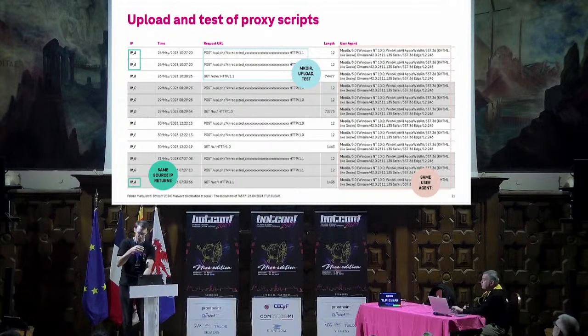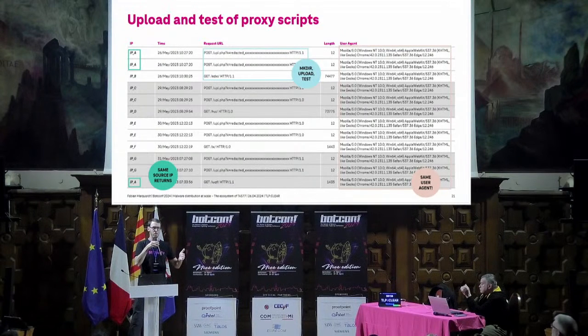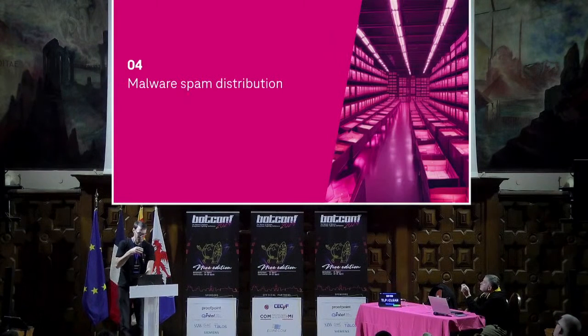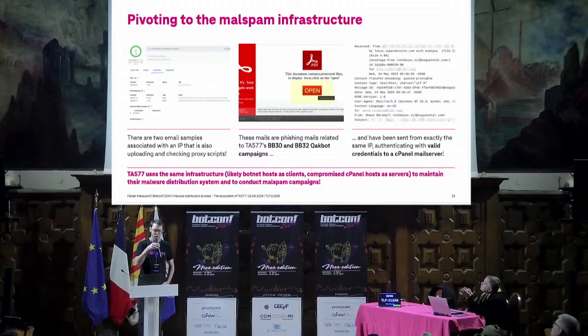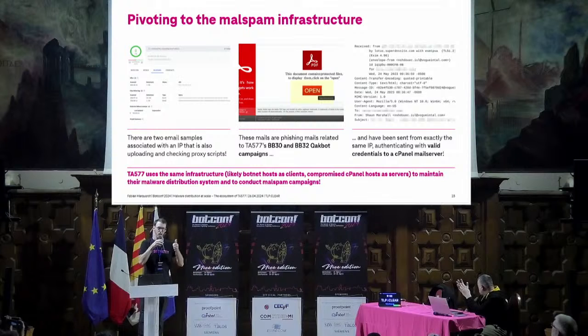And now we're pivoting basically to the malware spam distribution, because now the actor is able to distribute malware, but how does he actually get the malware to the victims? And their prime method is just malware spam. We kept looking at this one IP, and on VirusTotal, interestingly, we found 2 email samples associated with this IP. And when we looked at those, we saw in the headers that the same IP that was uploading the proxy scripts and later checking on another proxy script if the payload download is working, was also spamming. And it was spamming, very interestingly, to a server that is also running cPanel.